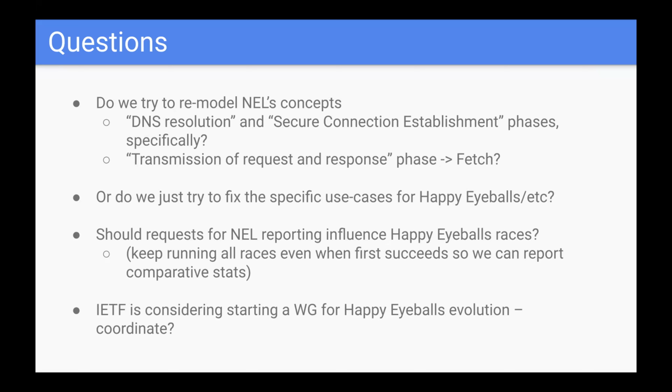That is slightly different than reality in some cases, right? There may be parallel things happening. There may be multiple things happening. If we wanted to include some of this information, would we have to remodel some of those phasings of things? Or do we try to fit some of this information into something like network error logging so that we can get better insight into it? Or do we just try to fix the very specific use case of happy eyeballs and have some other reporting mechanism?